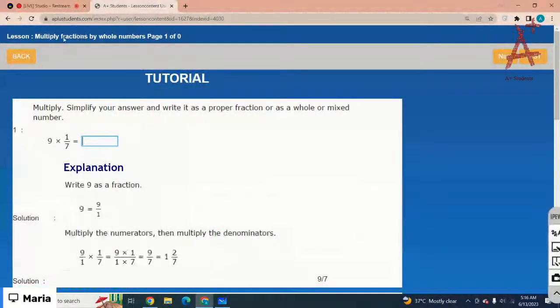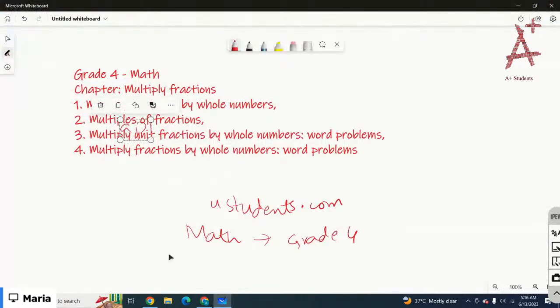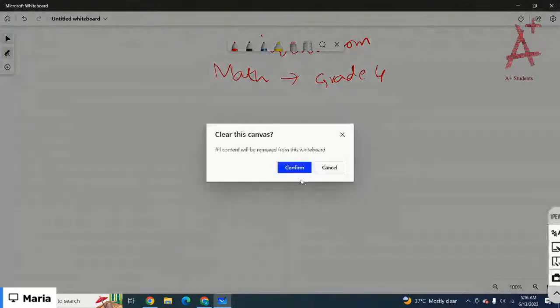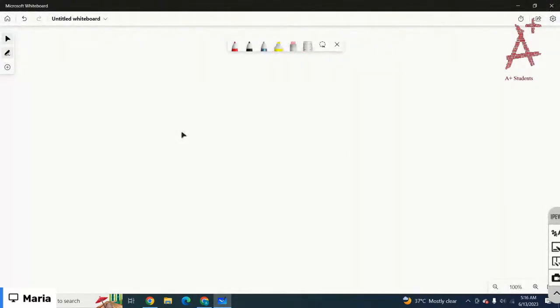So here I am on grade 4 maths, and we're going to start with the first lesson, that is multiply fractions by whole number. So let's just start with the first example. It would be 9 times 1 over 7. So we're going to learn how we multiply a whole number and a fraction.